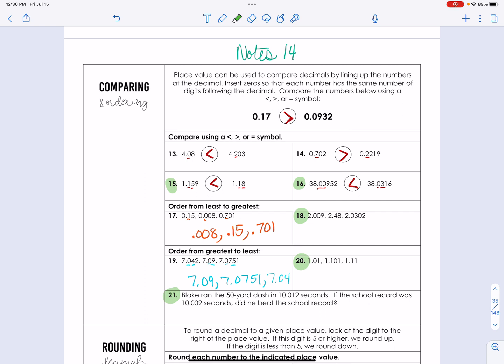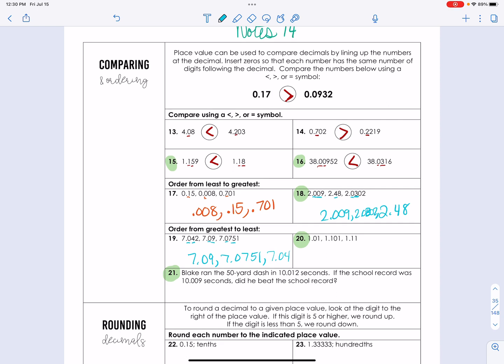All right, so on 18, I want you to go from least to greatest. So I'm going to look at the tenths place. Okay, so I do know that 2.48 is the biggest. So now I'm going to look at the hundredths place, and 3 is bigger, so that means 2.009 is the smallest, and 2.0302 is the medium one.